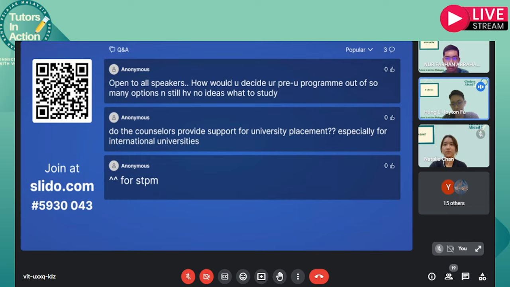Another thing is it depends on how well you can cope with stress, because every single pre-university program has a different amount of material that you need to study. Some, like matriculation, don't go that deep into each and every subject, whereas in A-levels you go very deep. So it really depends on how well you can cope with everything. Ultimately, there's no definite answer to this. It still depends on you. So yeah, that's my response.